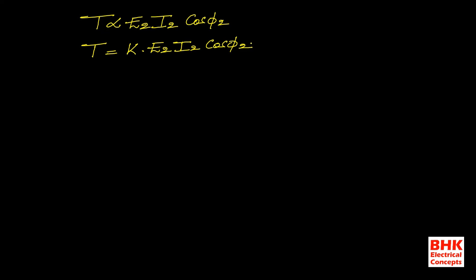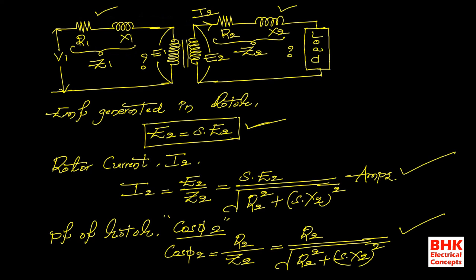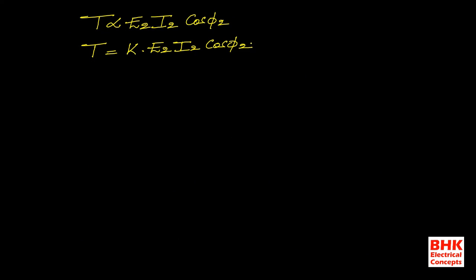Just now we discussed E2, I2 and cos phi 2. These three are the equations we need to substitute in place of these three terms. Clear? K is a constant term, just forget about it. At the end of the video I will substitute the value of constant K here. So T is equal to K into, what is E2 actually? E2 is S into E2. Next, what is I2? I2 is E2 divided by Z2, so this is also S into E2 divided by Z2.